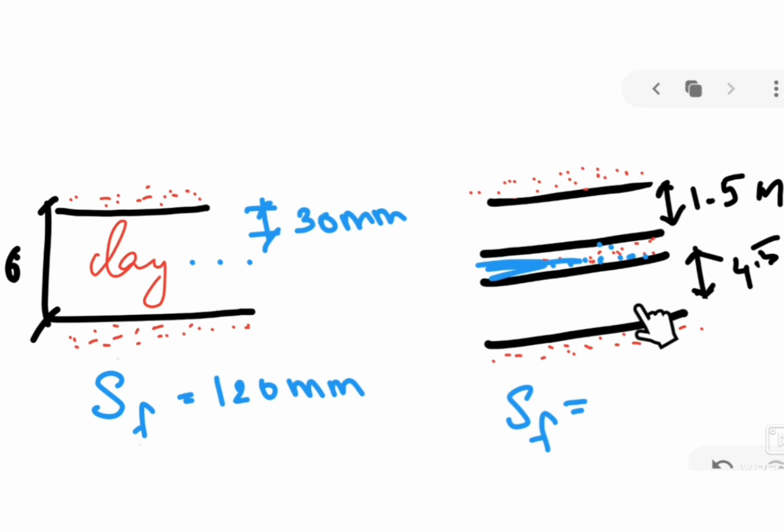Only the time differs, but the final settlement will be the same, because that particular soil can only settle till that amount. Beyond that, it will not settle. So there is no change in the final settlement, only a change in the time.